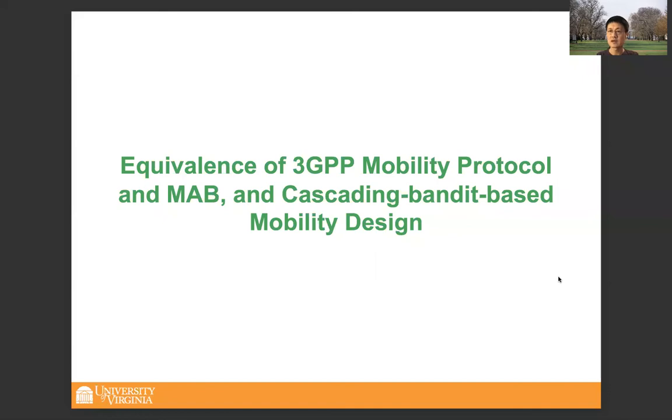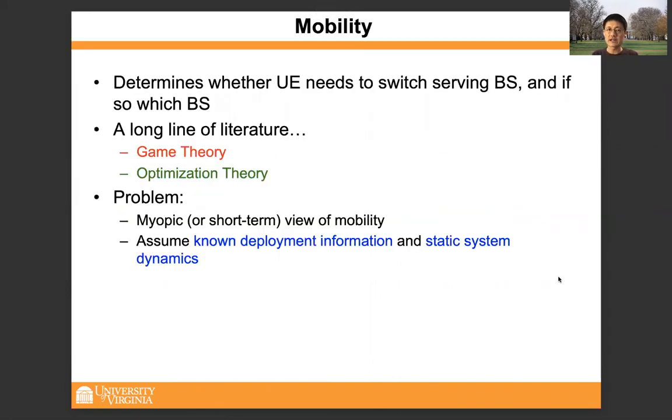We are at the last example in part 4. In this example, we'll be talking about the equivalence of 3GPP mobility protocol and multi-arm bandits. And then we will talk about a new algorithm based on cascading bandits for mobility design. So let's talk about the mobility for a second.